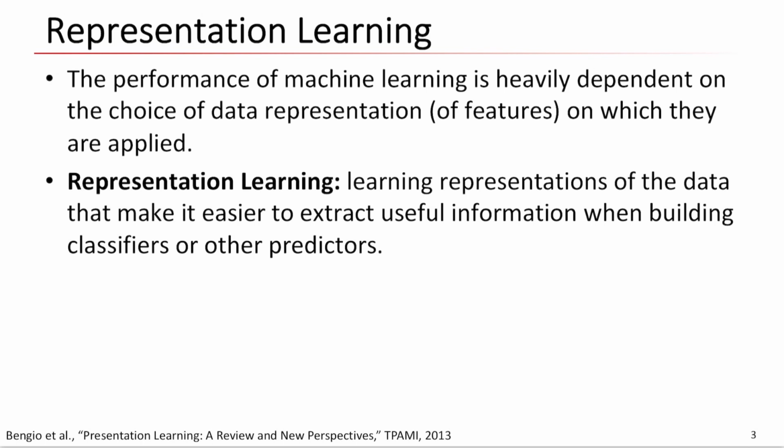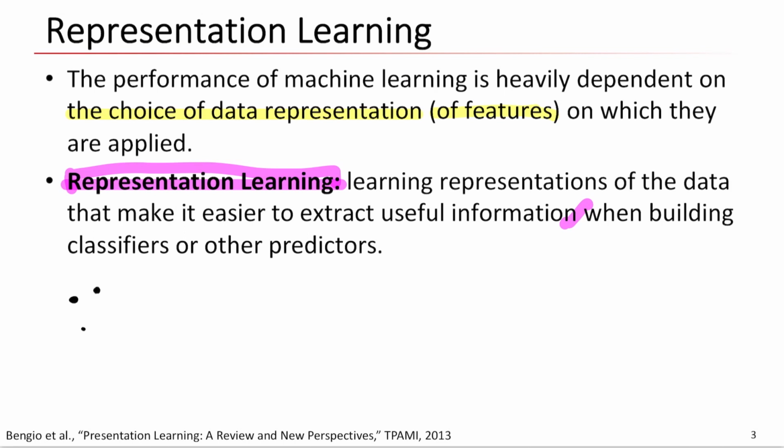Here is the background. The performance of machine learning is heavily dependent on the choice of the data representation or the features on which they are applied. For example, from lecture 1 through the recurrent neural network, we've discussed several kinds of feature representation, machine learning architecture, and loss function, right? Representation learning is just a general term to represent these kinds of things. Representation learning is learning a representation of the data that makes it easier to extract useful information when building a classifier or other predictor.